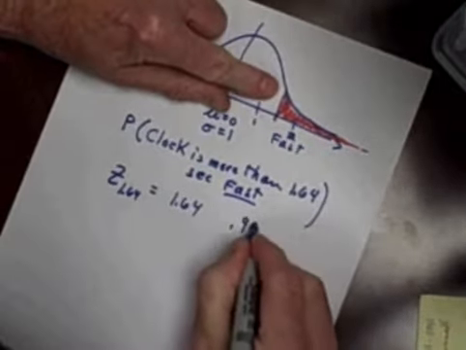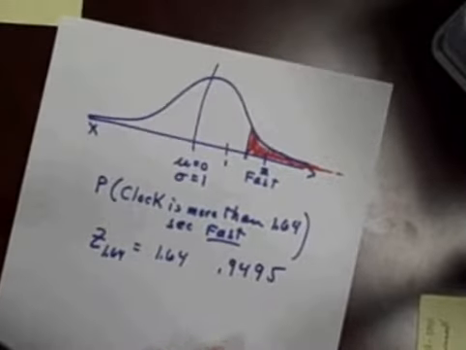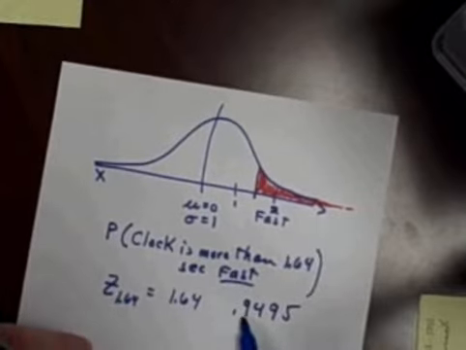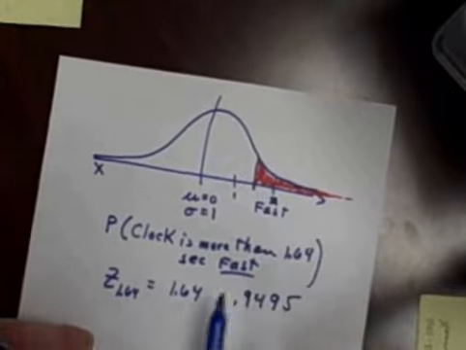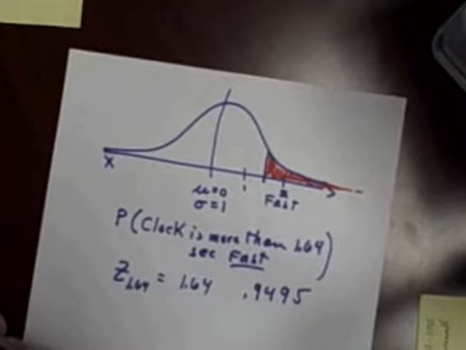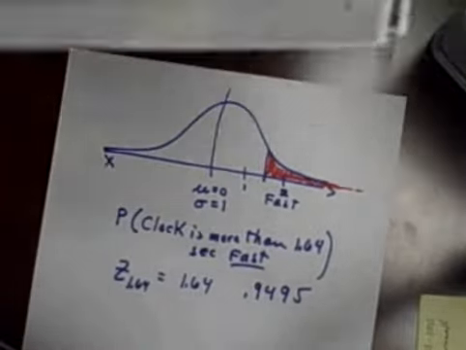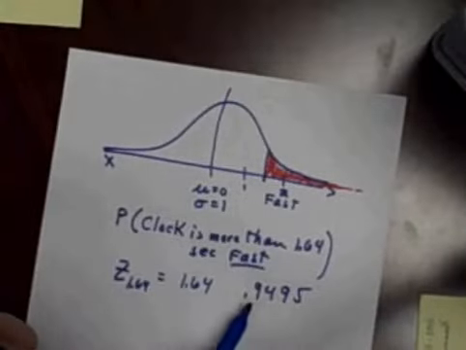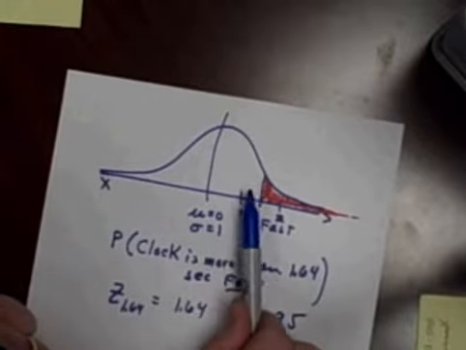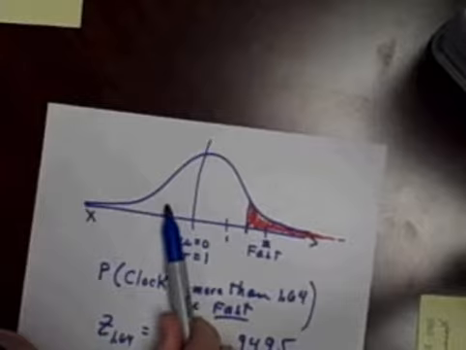So I get 0.9495. Well, I don't know about you, but that sure doesn't look like almost 95% of the area. It looks like very little of the area under the curve. So what's going on here? Well, keep in mind that this table only shows you the area to the left of your boundary line, not to the right. So really, this 0.9495 is the area under the curve to the left.